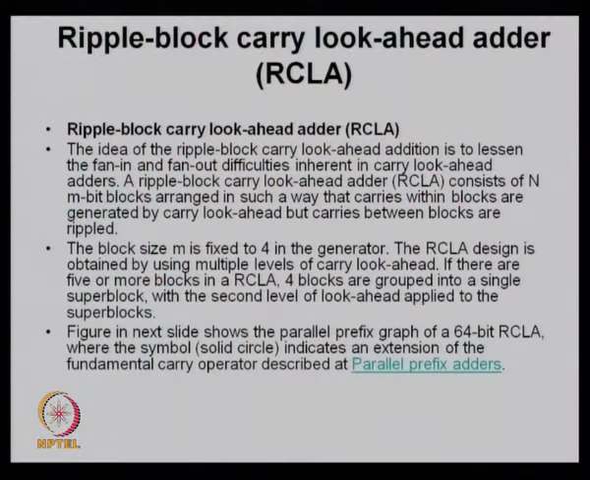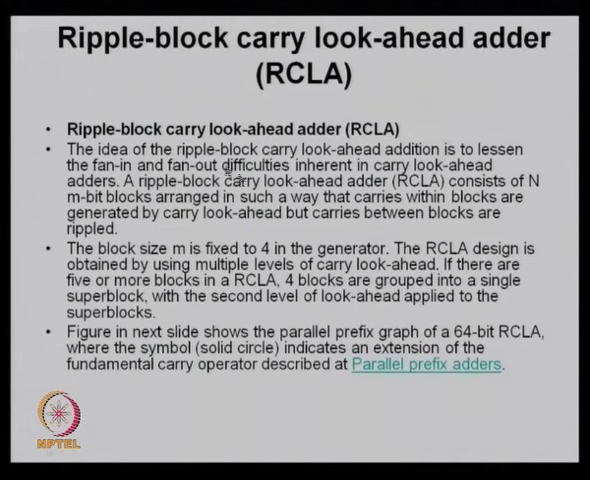Okay, the same thing I discussed here, just to give an idea, the ripple block carry look ahead adder, this is what essentially ELM is. The idea of ripple block carry look ahead addition is to lessen the fan in and fan out difficulty inherent in carry look ahead. The block size M is fixed to 4 in generators. RCLA design is obtained by using multiple levels of carry look ahead. If there are 5 or more blocks in RCLA, 4 blocks are grouped into a single super block. This is what logarithmic systems are, combined.